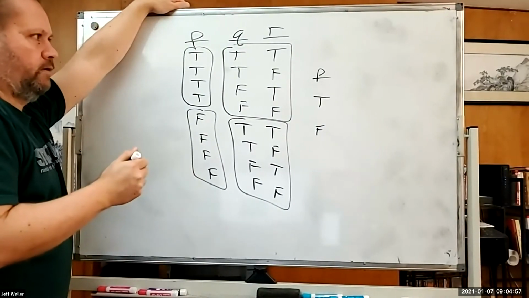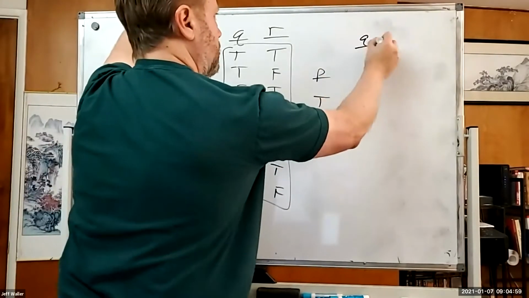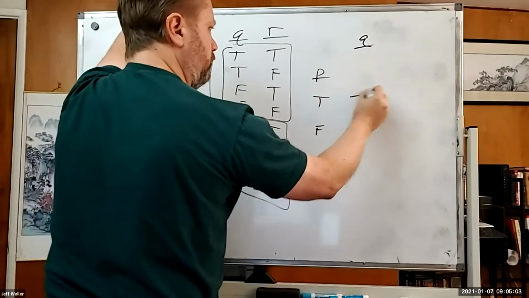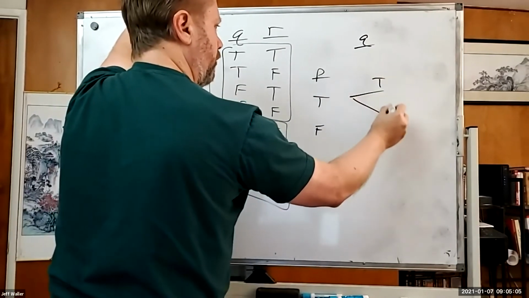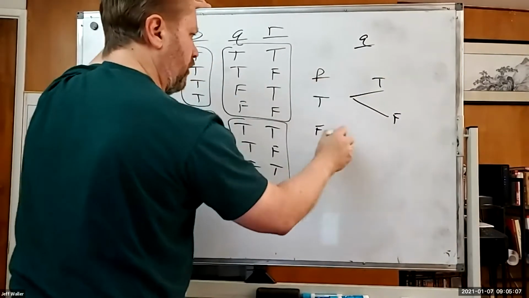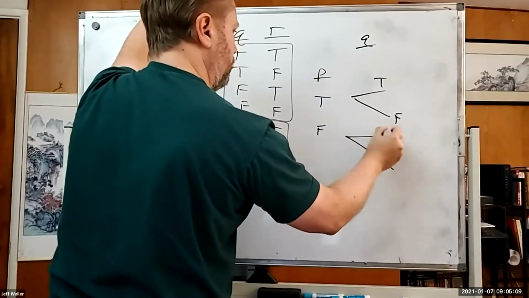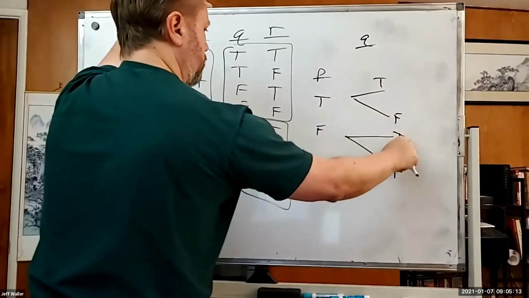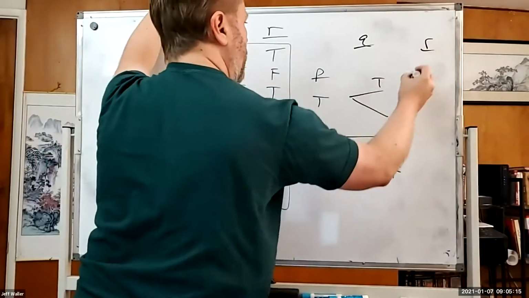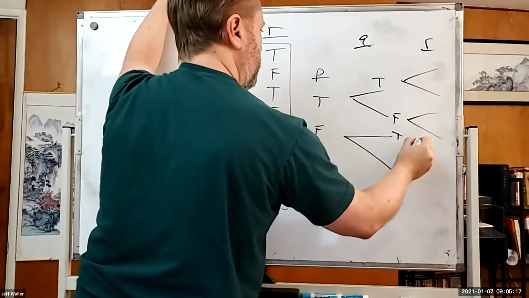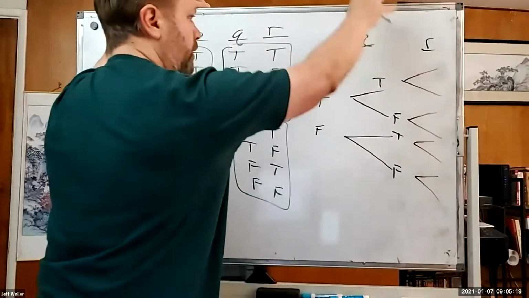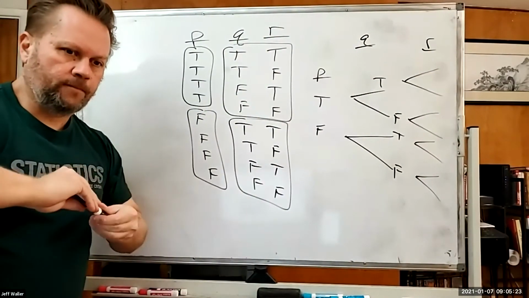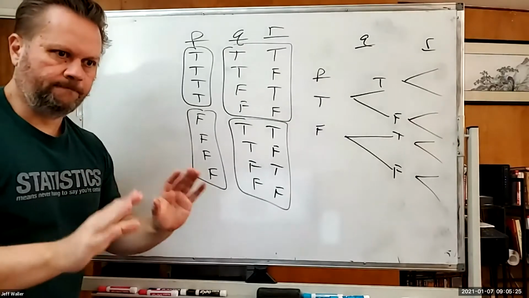Okay. The other way to look at it is P could be true or false. If P is true, Q could be true or false. If P is false, Q could be true or false. And that's where we get true, true, true, false, false, true, false, false. And then if I have R, I would add 2 more there, 2 more there, 2 more there, 2 more there. And that's why you end up with 8, if I have 3 letters. Okay.